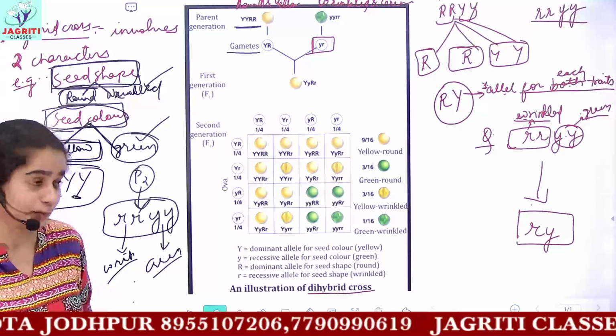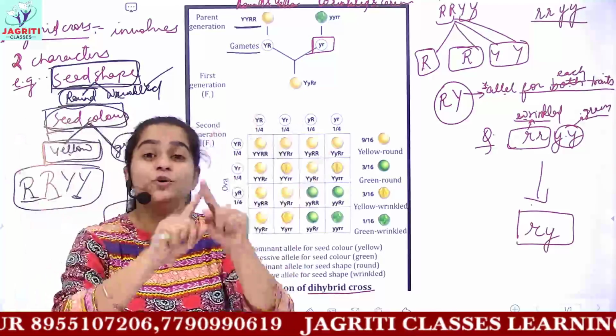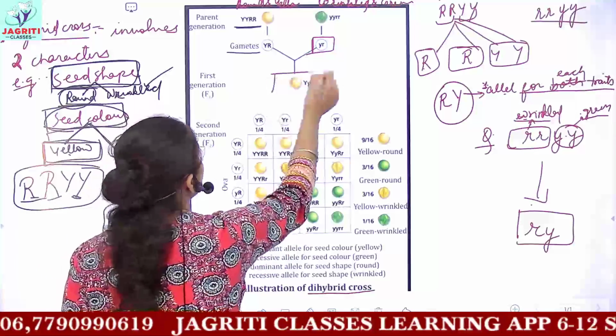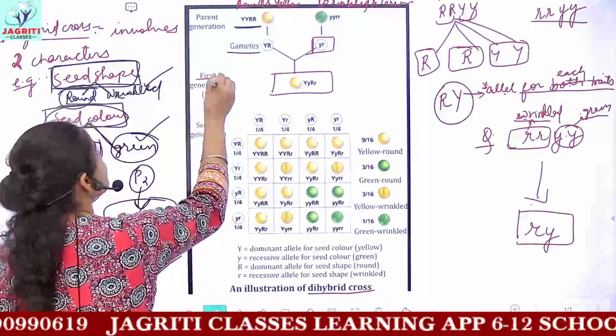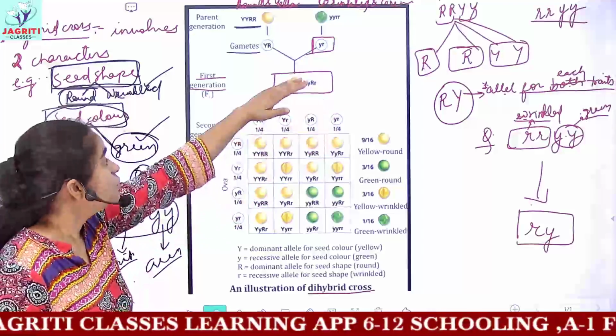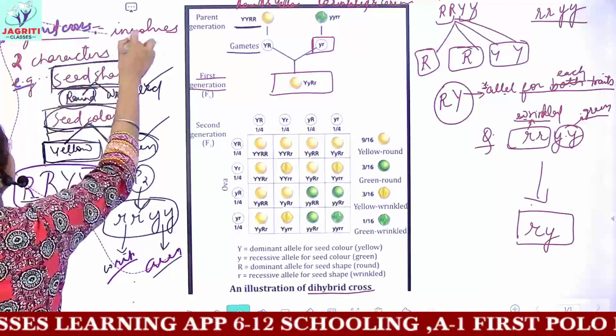Now after the formation of gametes, what you have to do? You have to fuse or cross the gametes, and after crossing the gametes, the generation which you obtain is known as the first filial generation or F1 generation. So now this is the F1 generation which we have obtained here.